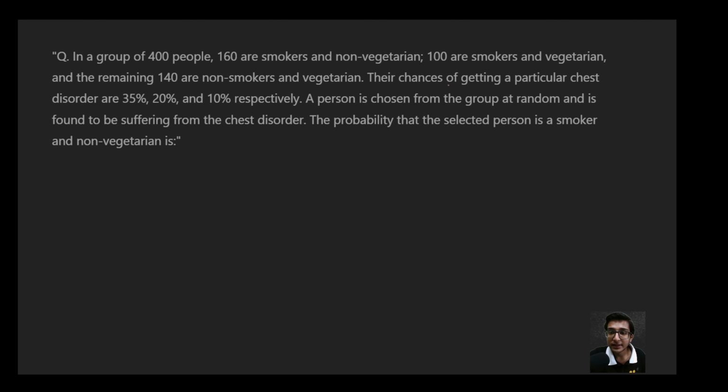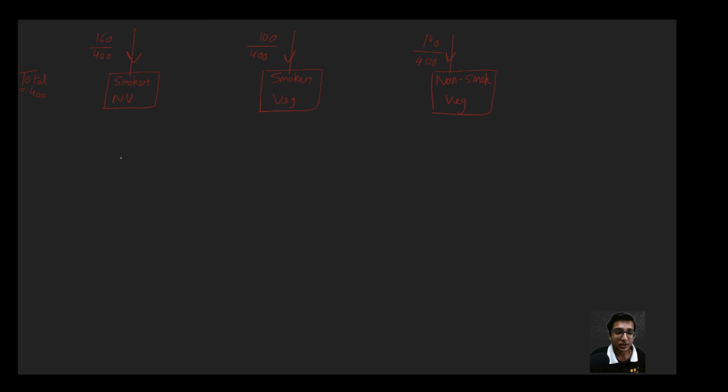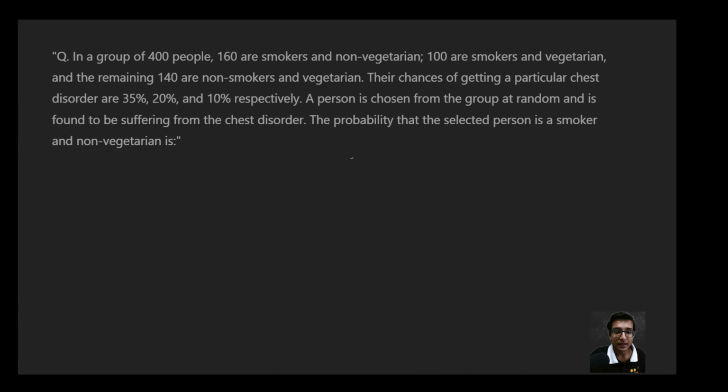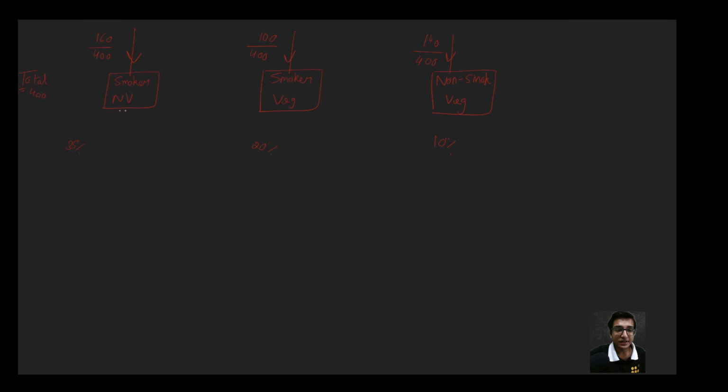Now what they are telling us, their chances of getting a particular chest disorder are 35, 20 and 10%. So for these people it is 35%, these people it is 20%, and these people it is 10%, of getting a chest disorder. A person is chosen from the group at random and is found to be suffering from chest disorder. Now what is the probability that the selected person is a smoker and non-vegetarian? That means this is the box that we are talking about.